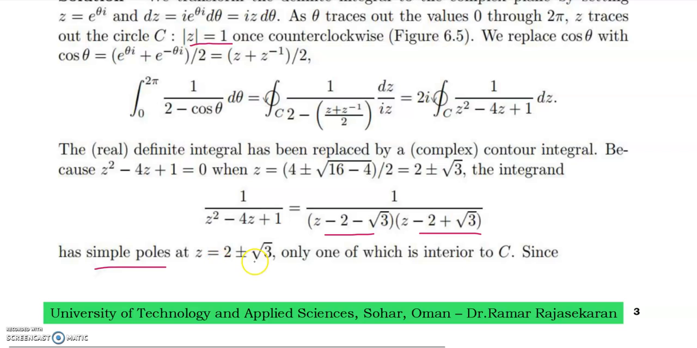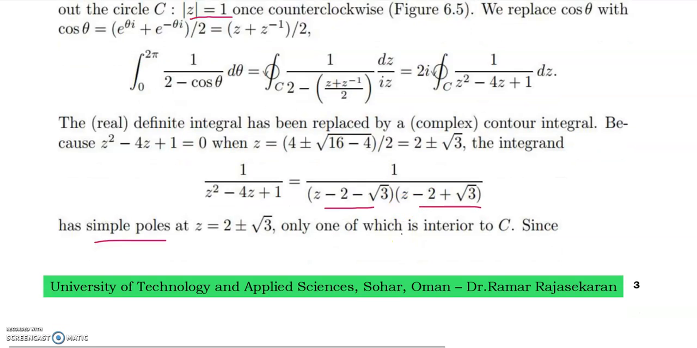Now what do we have to check? Now you see here we have changed the variable from theta to z first. Then we know that this is f of z. Now we are going to apply Cauchy's residue theorem to find this integration value. For that, we have calculated the poles. Now what are we going to check? We are going to check which is inside and which is outside.